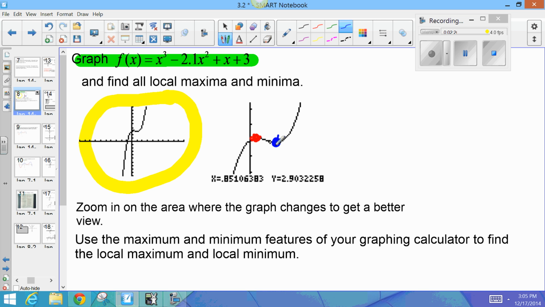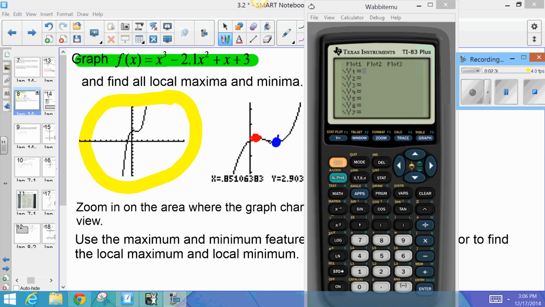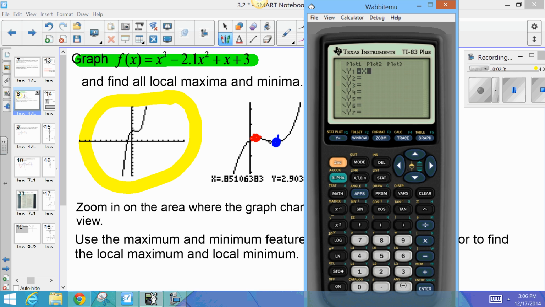So now the question is, what exactly are those points? Let me show you how to use your calculators to find out what exactly those points are. All right, so I'm going to plug in the equation that's at the top of the screen in green. I've got x to the power of 3 minus 2.1x squared plus x plus 3. And I'm going to hit zoom standard.